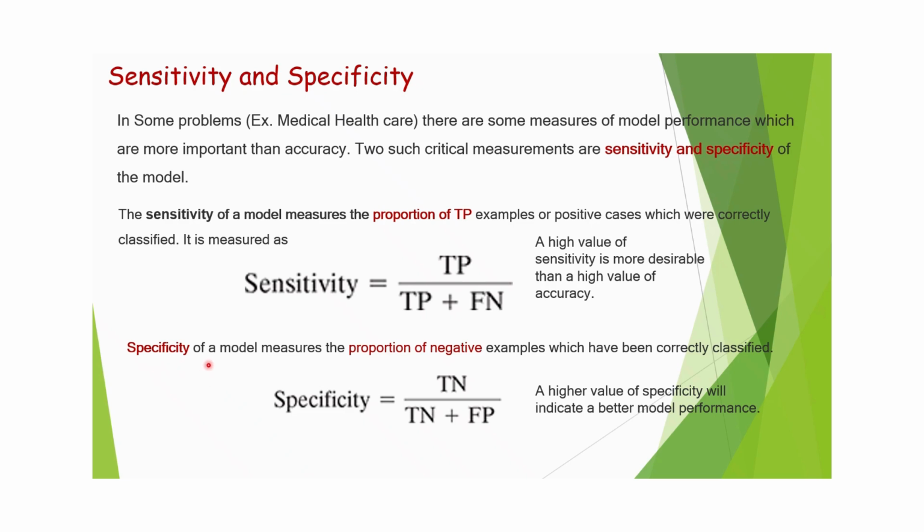Similarly, specificity of a model measures the proportion of negative examples which have been correctly classified. Specificity is equal to the total number of true negatives divided by total number of true negatives plus false positives. A higher value of specificity will indicate a better model performance.